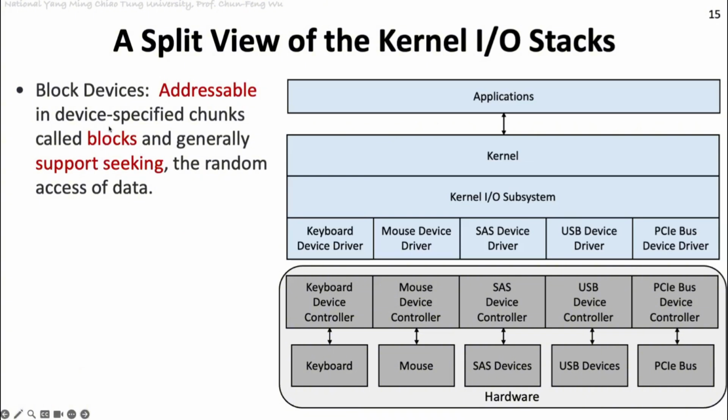Because you read out a block of data, it is possible for you to do seeking. You can read maybe in the middle of the block or at the head of the block. So block devices also support random access. In most cases, block devices are mounted as file systems. If you have a hard disk drive, then you will mount a file system on this hard disk drive.